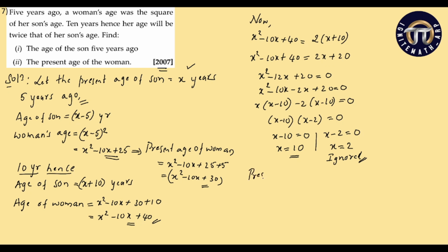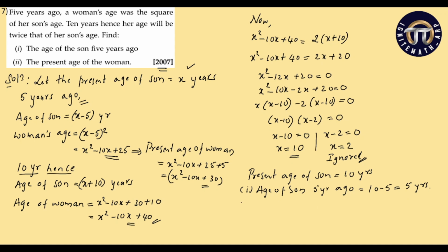Therefore, the present age of the son, I got it. The present age of the son is what? 10 years. So now I'm supposed to find out the age of the son 5 years ago. So the age of the son 5 years ago will be the present age minus 5. That is nothing but 5 years is the age of the son 5 years ago.